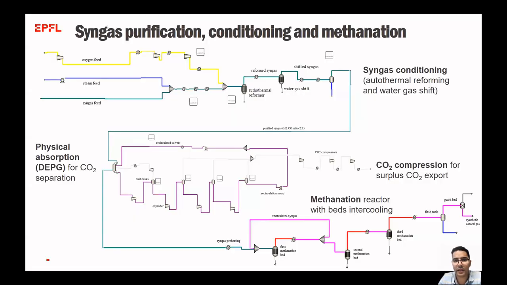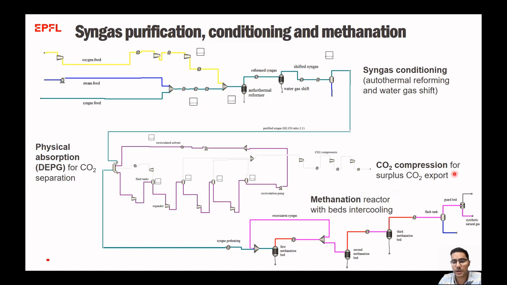This is the diagram that shows the different sections. For instance, the syngas treatment and purification with autothermal reforming sends the raw syngas that has been conditioned and purified into the conditioning section, where we remove the CO2 content. The CO2 content in this physical absorption system can be as high as 30%, and then depending on the ratio that is required for the methanation process, we need to reduce the amount of this CO2.